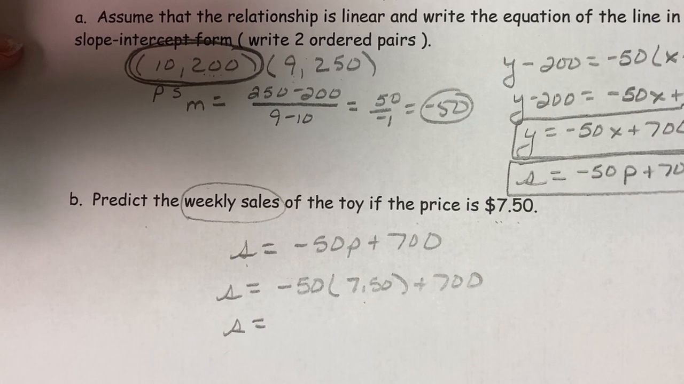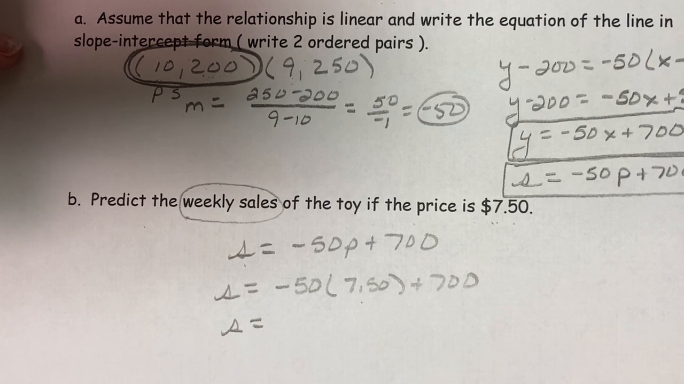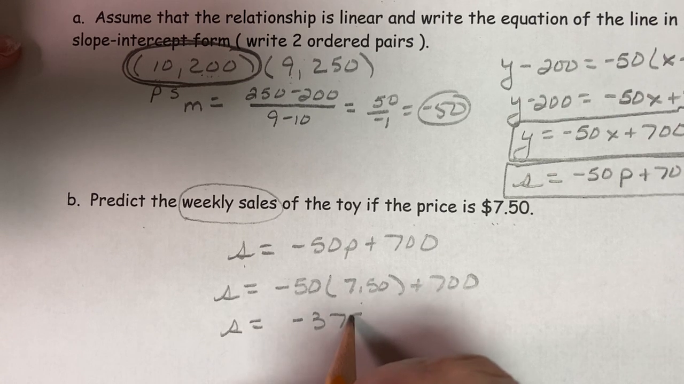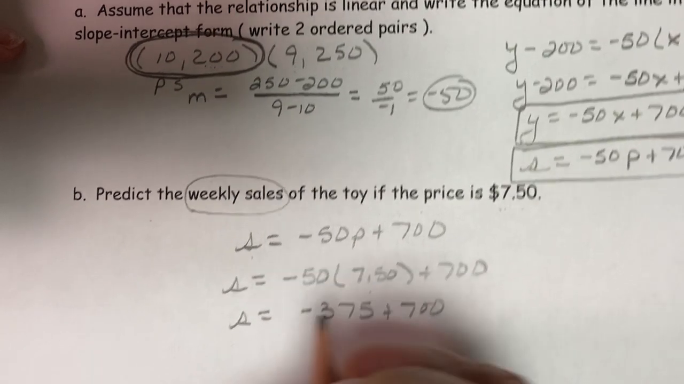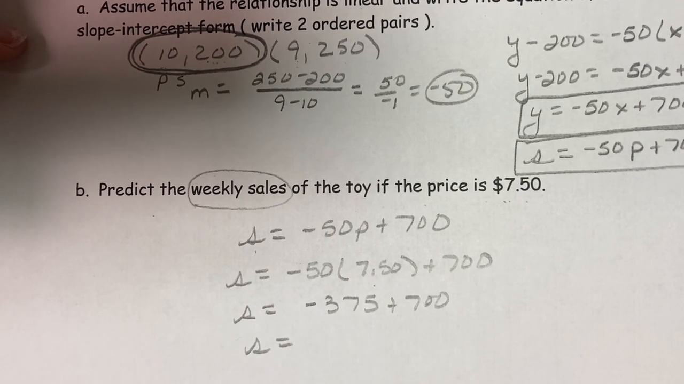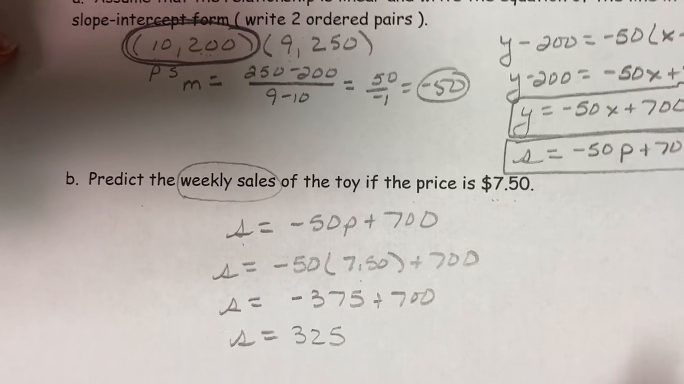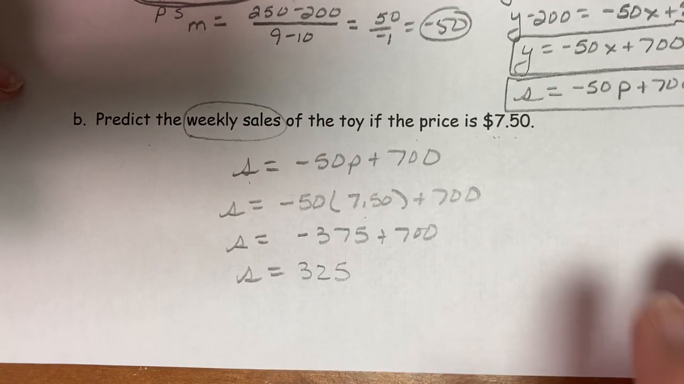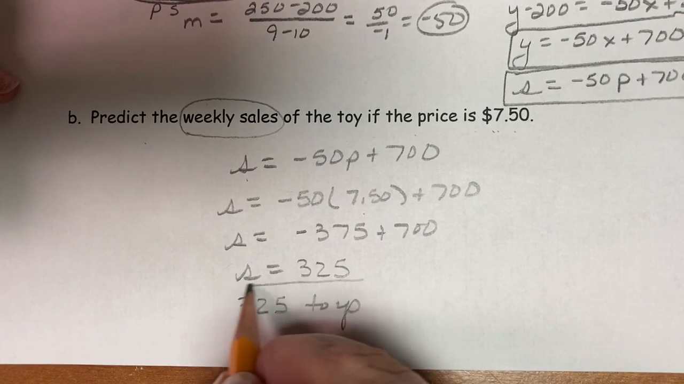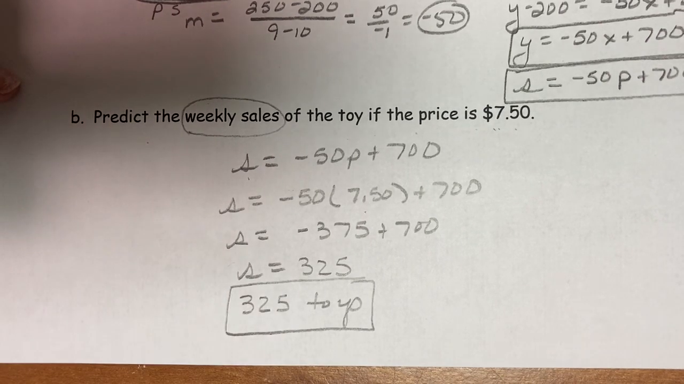So let's see. I'm using my calculator here: 7.50 times negative 50 is negative 375, plus 700, it's 325. So what did we just find out? If they lowered their price to $7.50, then they should be able to sell 325 pool toys, which is much more than the 200. All right, there's the end of this section.